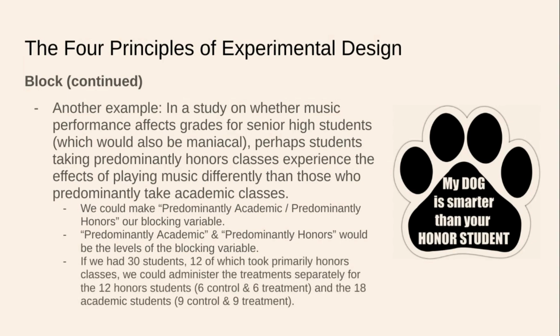And if we had 30 students and we knew 12 took primarily honors classes, we could administer treatment separately for the 12 honors students, split them between 6 control and 6 treatment randomly, and the 18 academic students, and we could randomly assign 9 to control and 9 to treatment. That would make sure the same number of honors students and academic students are split between the control and treatment groups. It's still random, but not entirely random, because we don't want honors or academic over or underrepresented in either the control or treatment groups. That is the power of blocking.